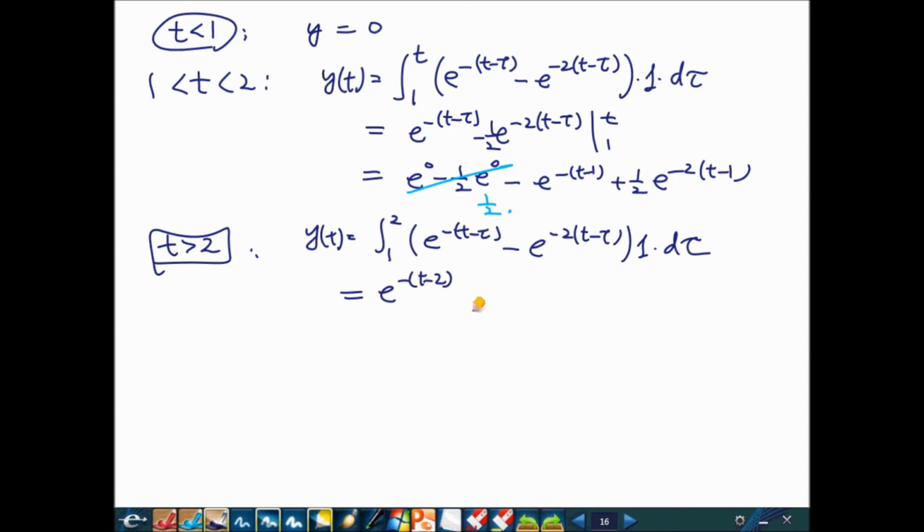e to the minus (t minus 2) minus 1/2 e to the minus 2(t minus 2) minus e to the minus (t minus 1) plus 1/2 e to the minus 2(t minus 1). So we have exactly the same answer as the previous one. This one and that one.